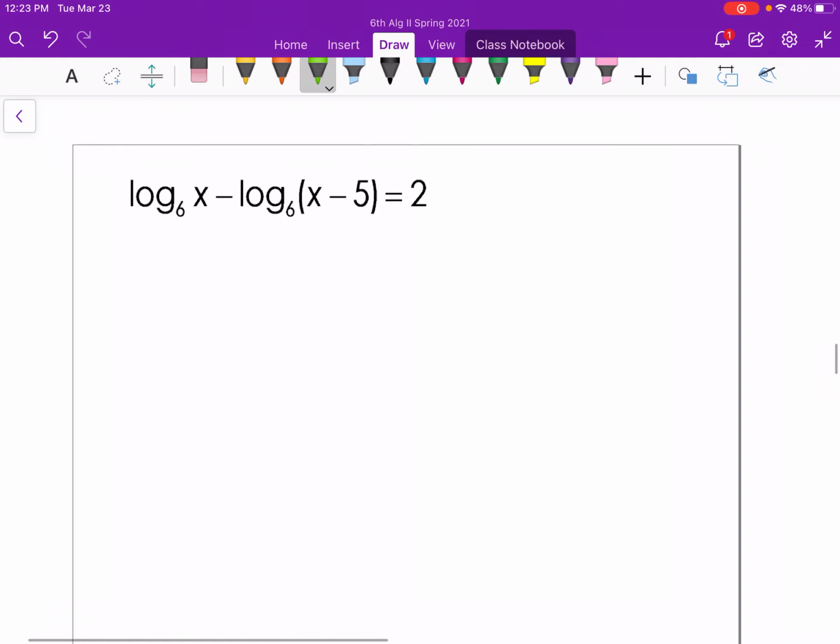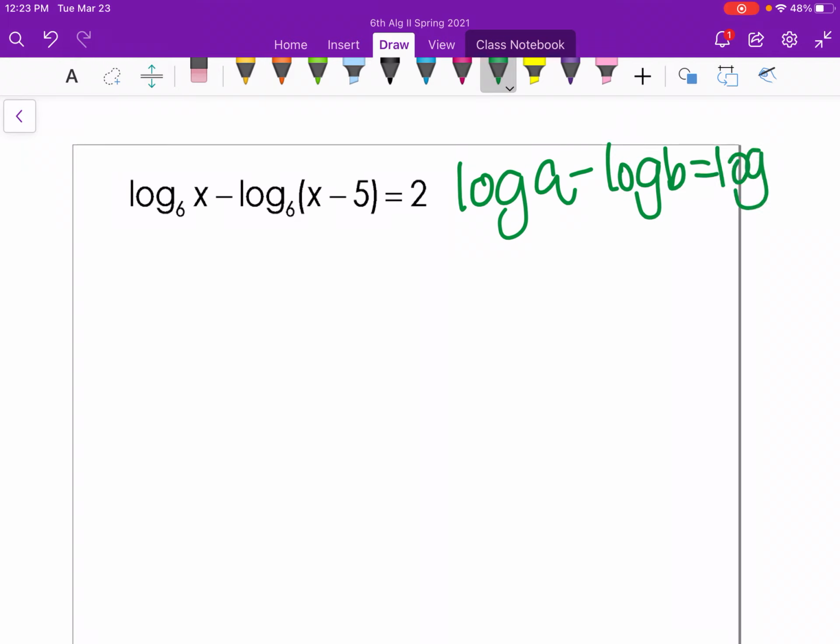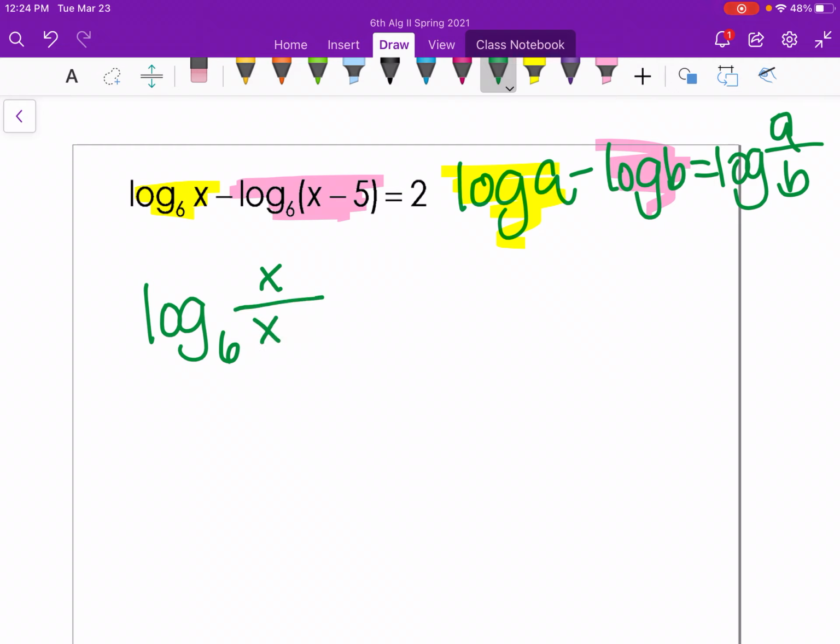Next, same idea here. So the property that I'd be looking at here is the log of A minus the log of B would be the log of A over B. So I'm going to reuse that, where the log of A is this log base 6 of x, and the log of B is log base 6 of x minus 5. So to rewrite this as a single logarithm, I would have the log base 6 of x divided by x minus 5 equals 2. I've now isolated this logarithm, and I can rewrite it as an exponential. So I have 6 squared equals x divided by x minus 5, and I'm going to start to solve this.